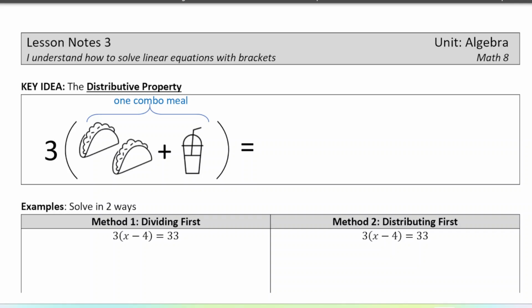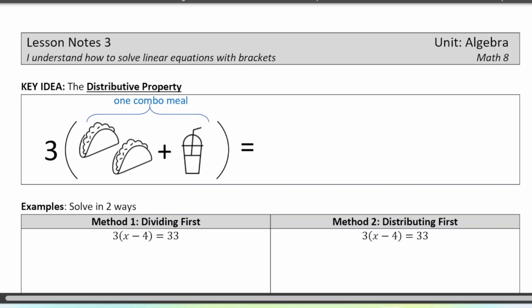Right, this is lesson 3 in the algebra unit. We're solving linear equations with brackets or parentheses today. I like to use this kind of real life connection here to help students understand what brackets really mean.